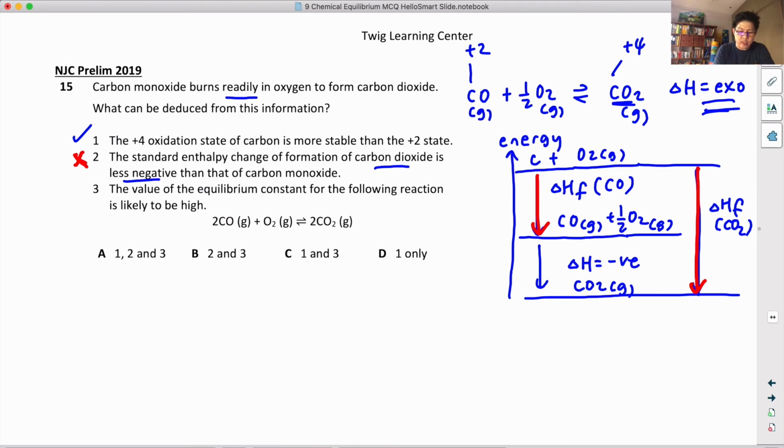The value of the equilibrium constant for the following reaction is likely to be high. Definitely, because you're going to form carbon dioxide very easily. Carbon dioxide is more stable. I expect Kc to be a high value because the equilibrium is more towards the right. So I think this is true. And so I believe the answer should be C. Okay, let's move on to the next question.